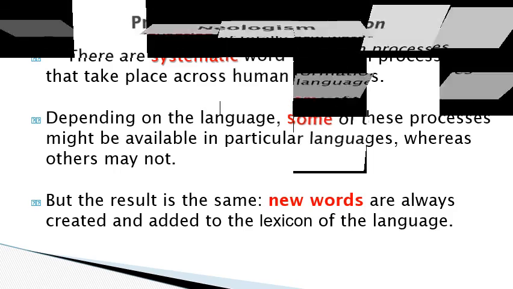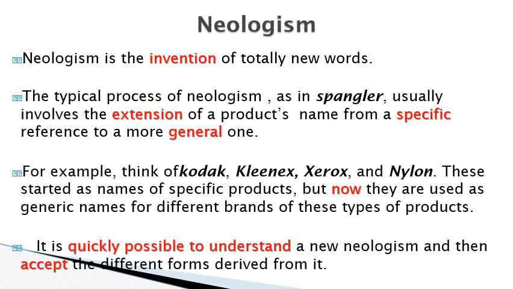The first formation process is called neologisms. Neologism is defined as the invention of totally new words. See the importance of the word totally. It means that there are no previous words from which we are going to derive. No, the invention of totally new words.